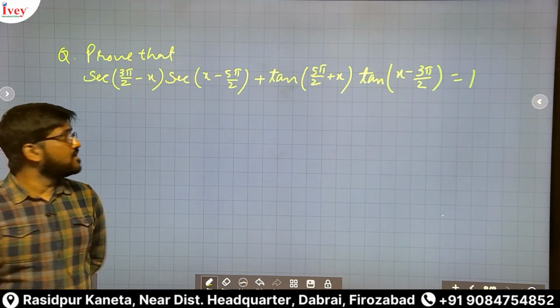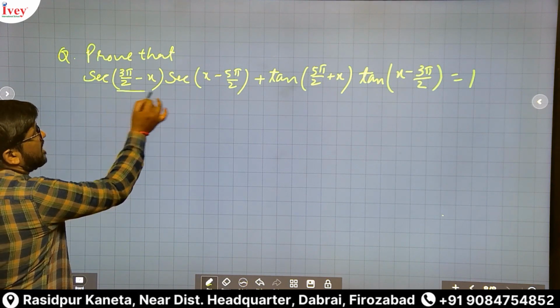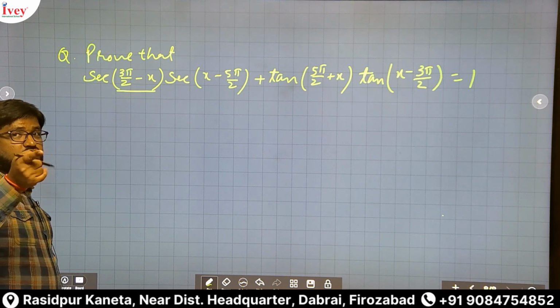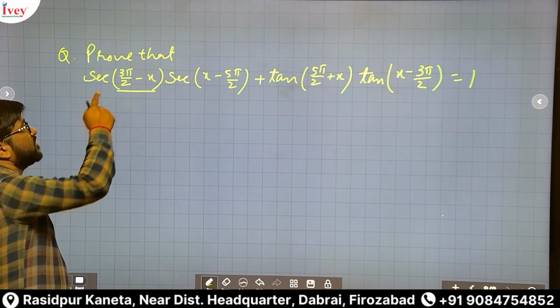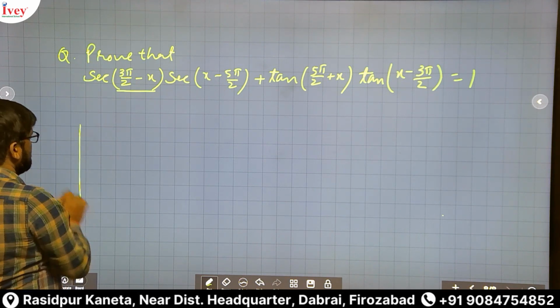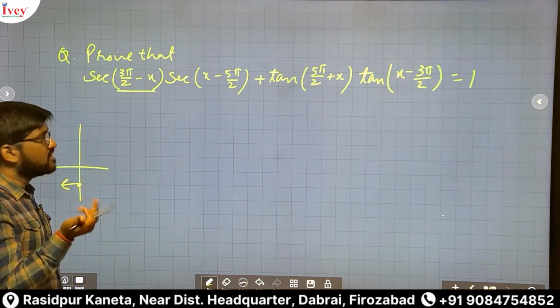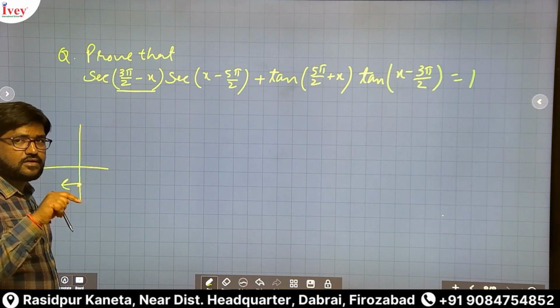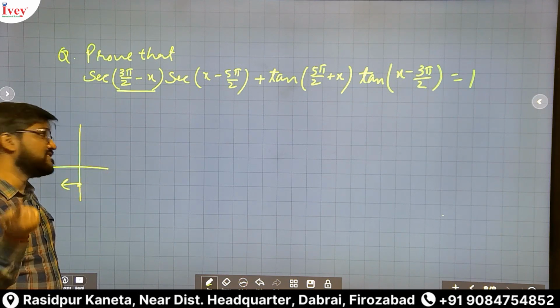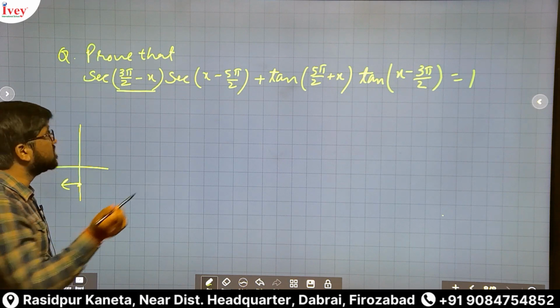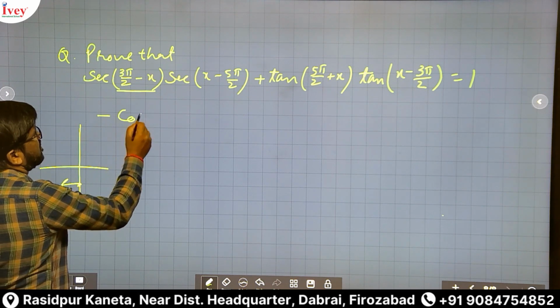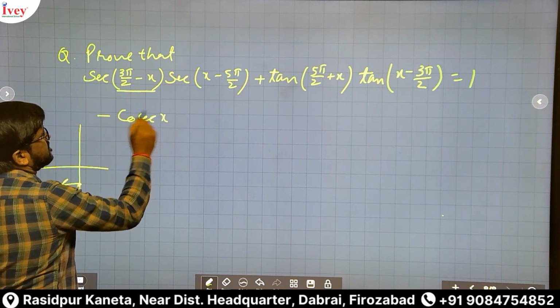Can you see this angle? This is 3 pi by 2. This is the allied angle of the vertical axis. So in 3 pi by 2 minus x, 3 pi by 2 is here, and we are subtracting something. This means we will land in the third quadrant, and in the third quadrant tan and cot are positive, sec is negative, and sec will change into cosec. So it is going to be minus cosec x.